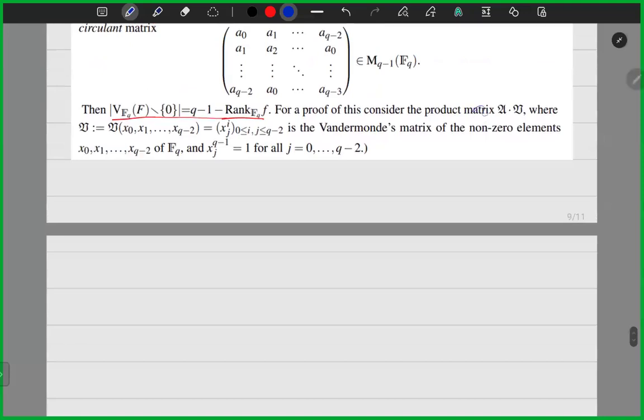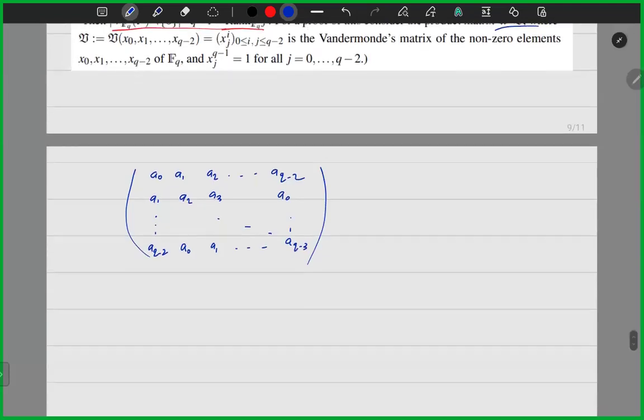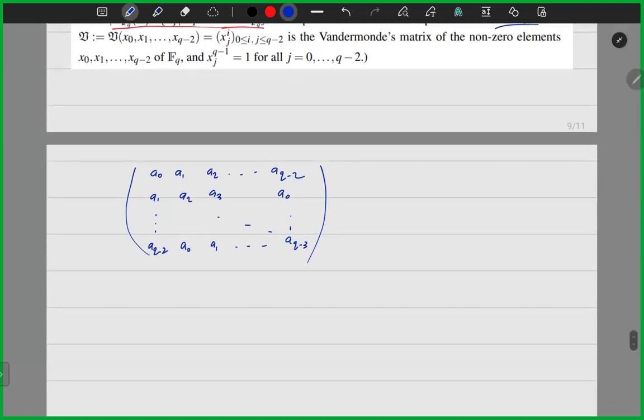For a proof, consider the product of this matrix. So this is your matrix: A0, A1, A2, up to A(Q-2). Then the next row is A1, A2, A3, and you will get 0 here. And in the last, you will get A(Q-2), then A0, A1, and so on, up to A(Q-3). This is your matrix. Multiply with this.